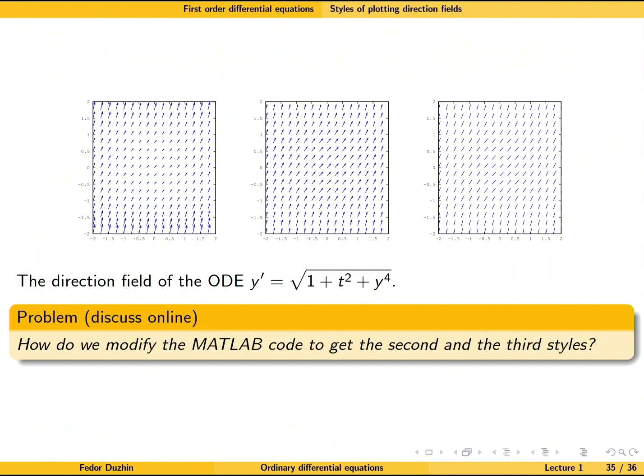So now, the challenge for you is to modify the existing MATLAB code. My MATLAB code is for this. This is the first of them, for the left one. How do you modify it to get this or to get this? So it's a bit of a challenge for you, and it is actually important because usually we are going to use this, since it's the most convenient visualization to process.